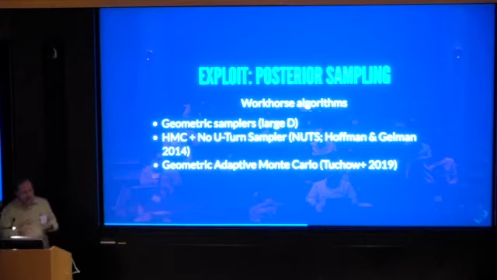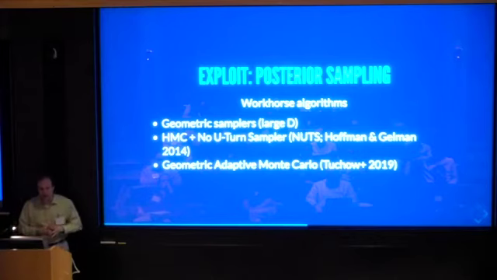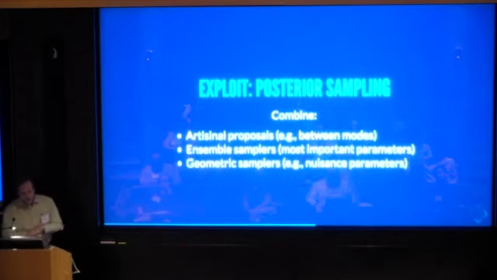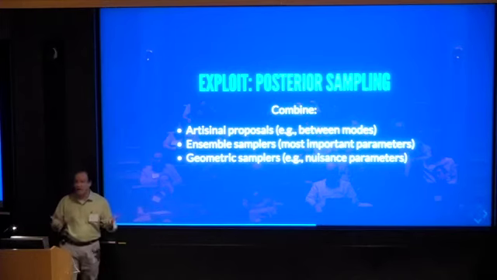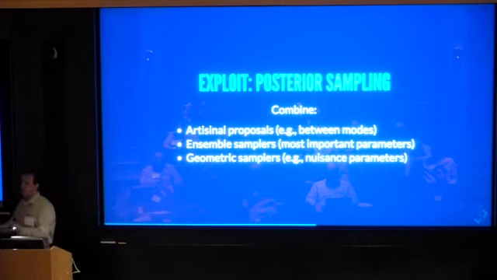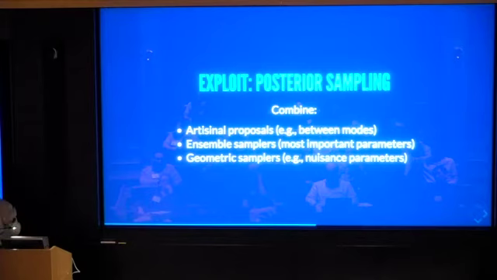There are also some geometric adaptive Monte Carlo algorithms. I think it's fair to say they're still a little bit more experimental, but they try to make use of higher order gradient information in a computationally efficient way. Of course, these can be combined. So for example, you may use a geometric sampler to explore each mode, but also have artisanal proposals to allow you to jump between modes.